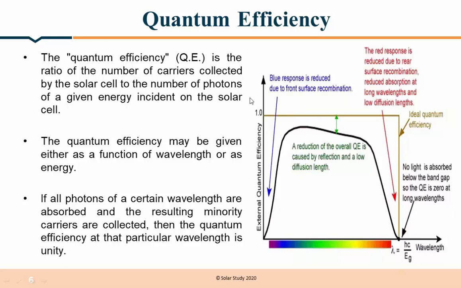Because quantum efficiency is in ratio format, the maximum number will be 1. The quantum efficiency maximum number is 1. It goes from 0 to 1. That is the gap between the photons and the carriers collected.